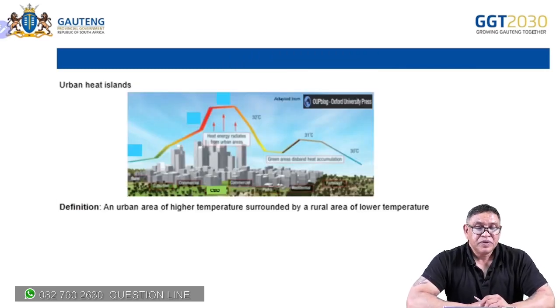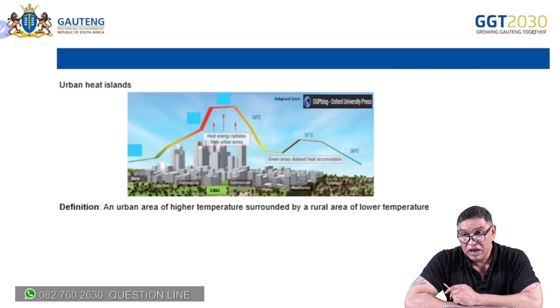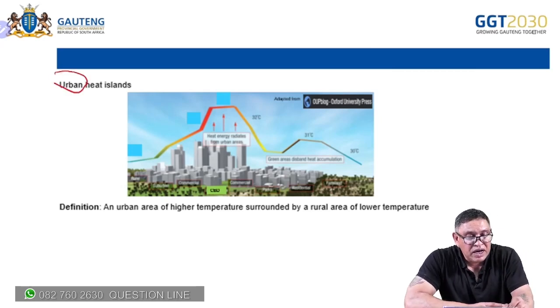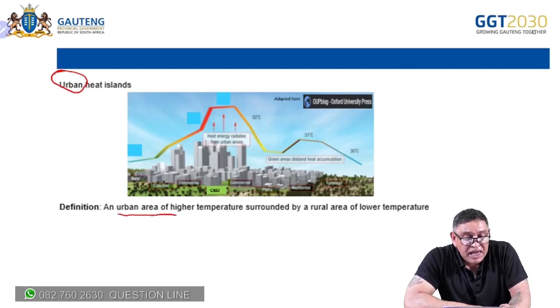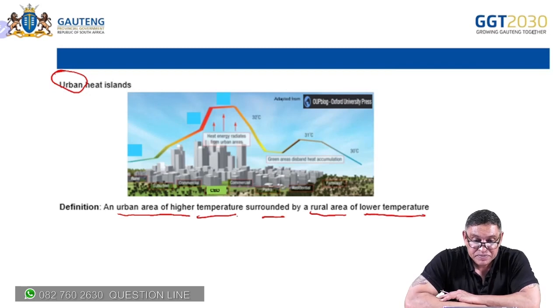Now, first thing, the main emphasis is on the urban heat island. We need to look at what the urban heat island is. How do we define it? Remember the word urban here. We say it's an urban area of higher temperatures surrounded by a rural area of lower temperatures.